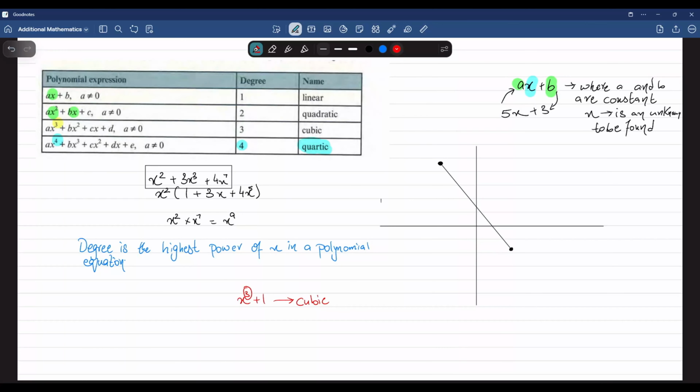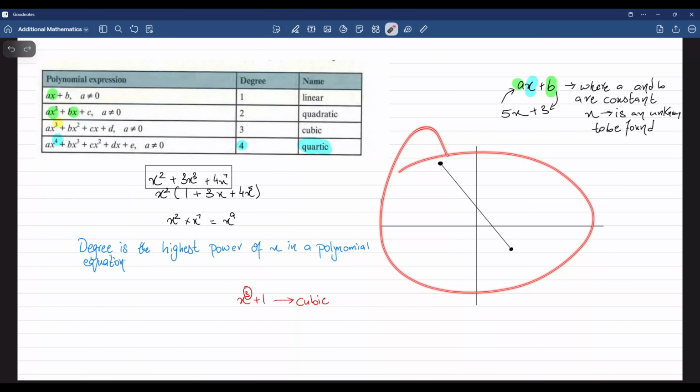Just remember that whatever the highest power of x, or in fact any unknown, because an unknown could be x, it could be y, it could be z, or whatever you want it to be. An unknown is an unknown. So basically, whatever highest power your unknown has is called the degree. So when the highest power of x is 1, we call those linear equations. As you can see, this is also a linear equation.